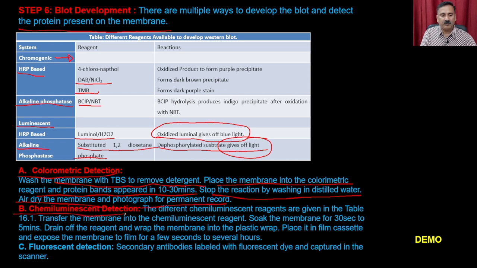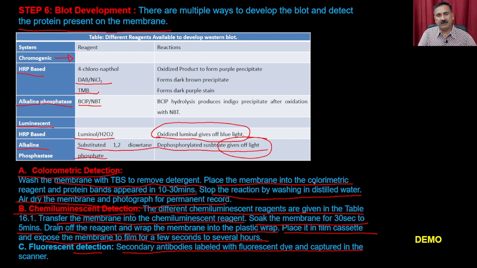If you want to do chemiluminescent detection, the details are given in the table. Transfer the membrane into the chemiluminescent reagent, soak the membrane for 30 seconds to 5 minutes, drain off the reagent, and wrap the membrane in plastic wrap. Place it in a cassette and expose the membrane to film for a few seconds to 4 hours. For fluorescent detection, you can use a secondary antibody labeled with a fluorescent dye, and then capture the signal in a scanner.